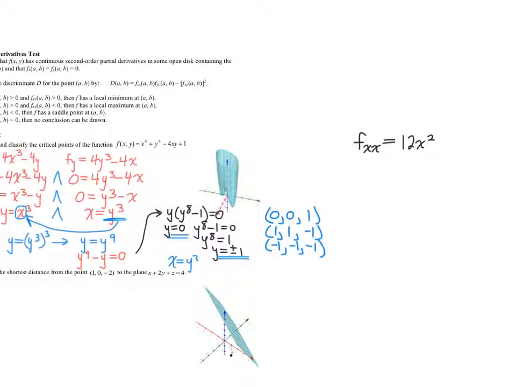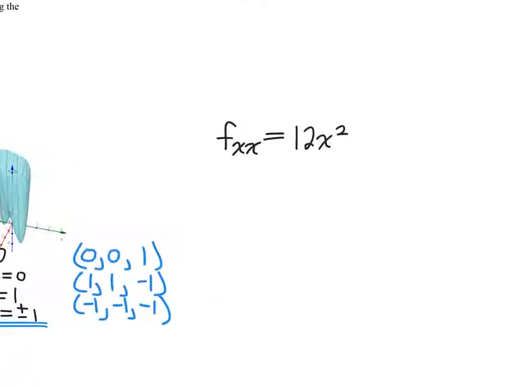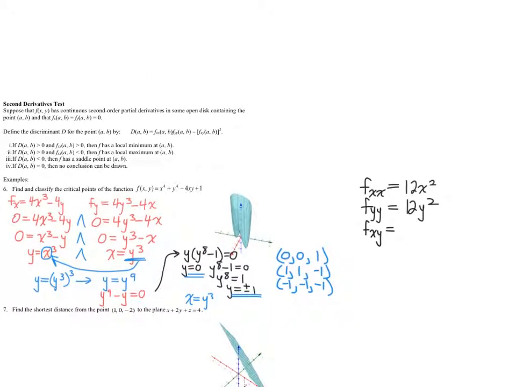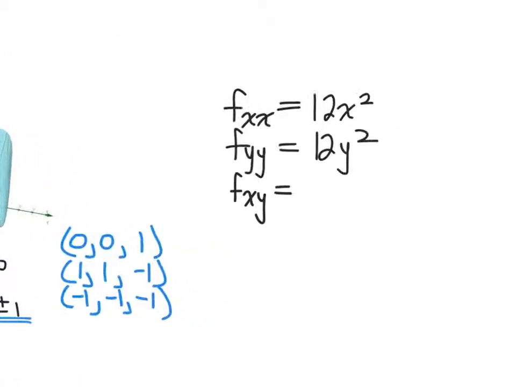F sub yy, that's going to be 12y squared. So for each of these x, y pairings, I also need the mixed second order partial. So f sub xy. I'll take my x model and do it with respect to y, which is a lot easier. It's just a -4. So that's nice.